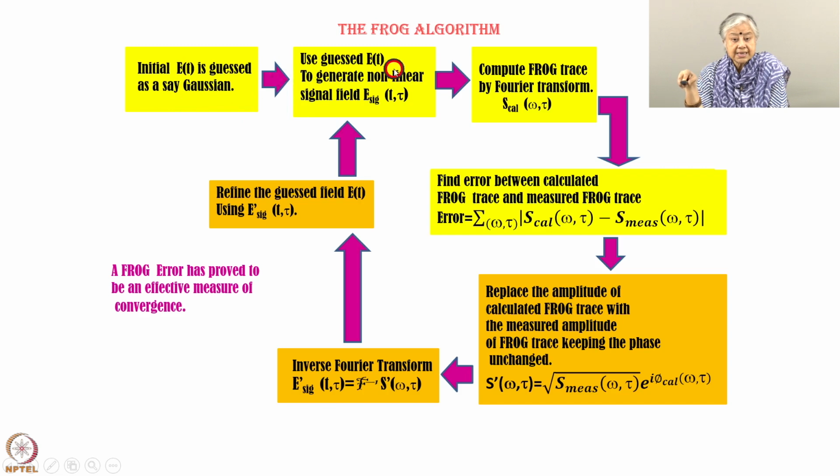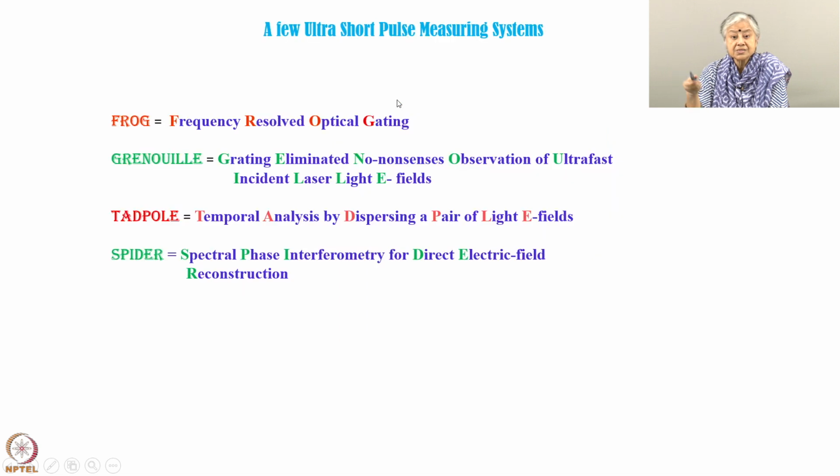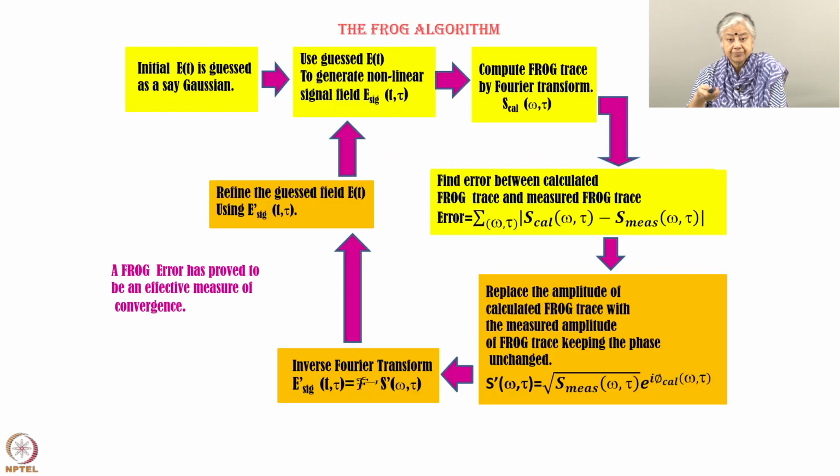Now, use this guessed Gaussian to generate the nonlinear signal E_sig(t, tau). This is E(t) into E(t minus tau), as you remember we had put. So, that is E_sig(t, tau), with this delay time. Nonlinear signal means the second harmonic generation signal. So, I have got that signal.